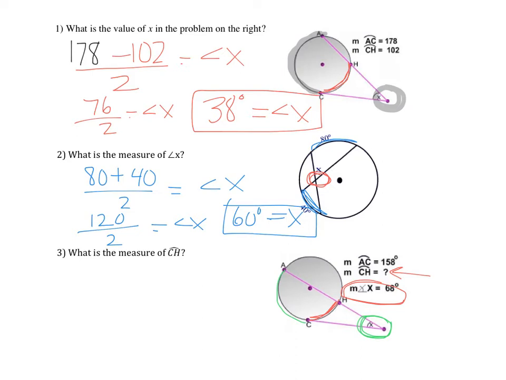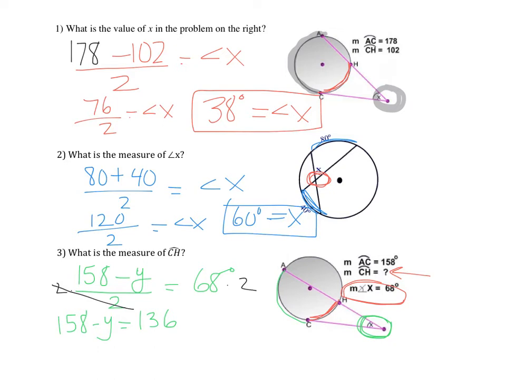Far arc, that's 158 minus my near arc, which I'm going to call Y, because I don't want to use X since I already have X over here, divided by 2 is going to give me the angle X, which is 68 degrees. So we're just going to solve it like a typical algebra problem. How do we get Y alone? First thing I'm going to do is multiply by 2 on both sides. That cancels this out. So now we have 158 minus Y equals 136.